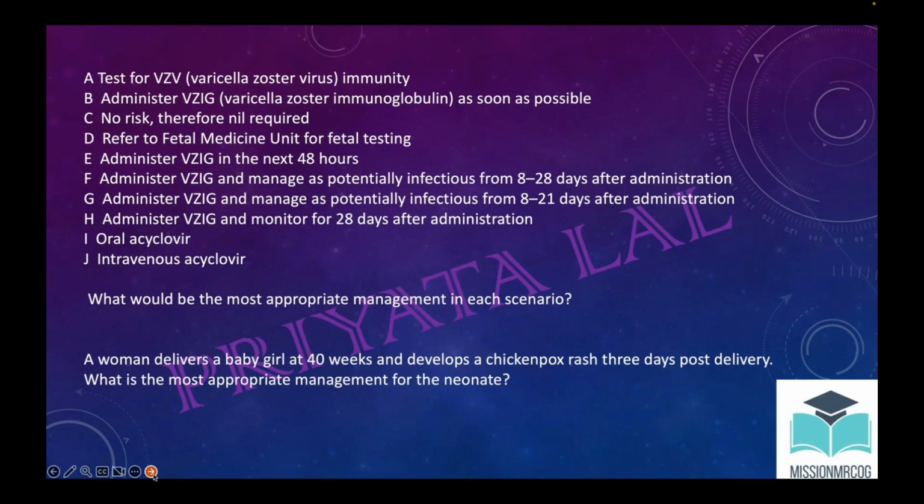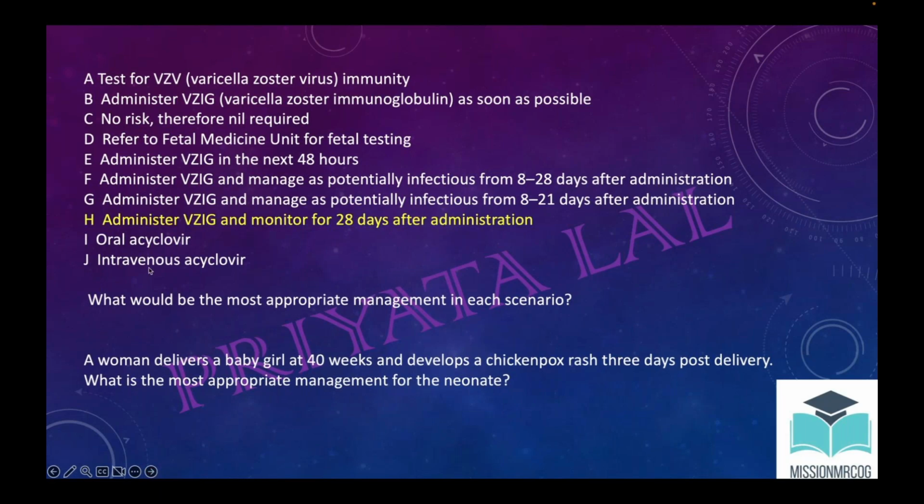IV acyclovir. Why IV acyclovir for the baby? Administer varicella zoster immunoglobulin as soon as possible. Better answer than that: and monitor for 28 days after administration. Very nice.